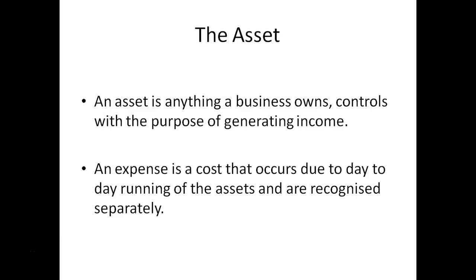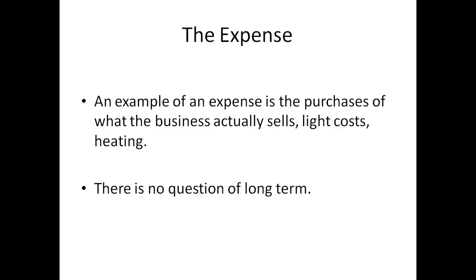So here are the definitions. An asset is anything a business owns, controls with the purpose of generating income. An expense is a cost that occurs due to day-to-day running of the asset and recognized separately. We've talked about some of these: purchases, of what the business actually sells. So some other people call this goods for resale. Yes, purchases, lighting, heating. There is no question of long term. This is the key point here. Okay.